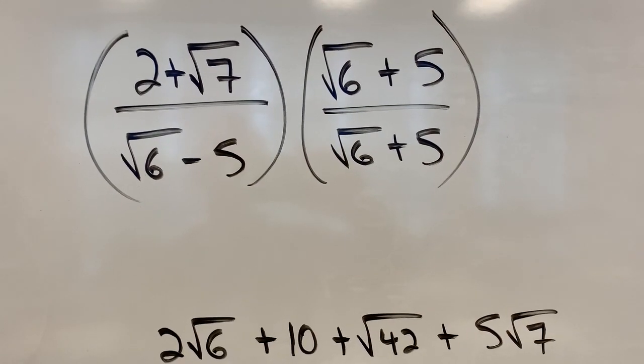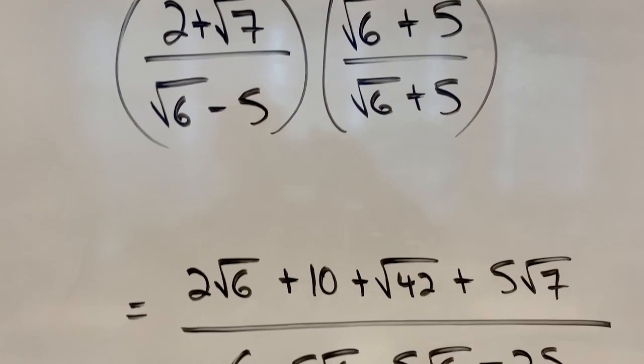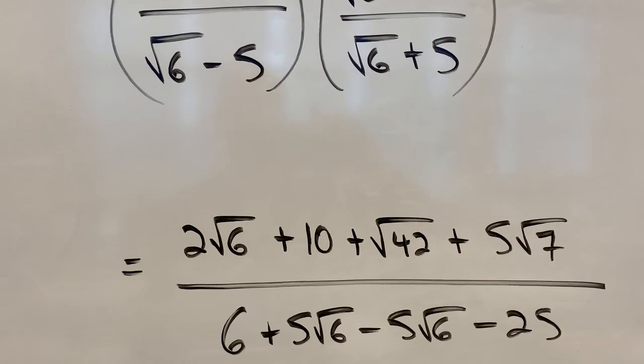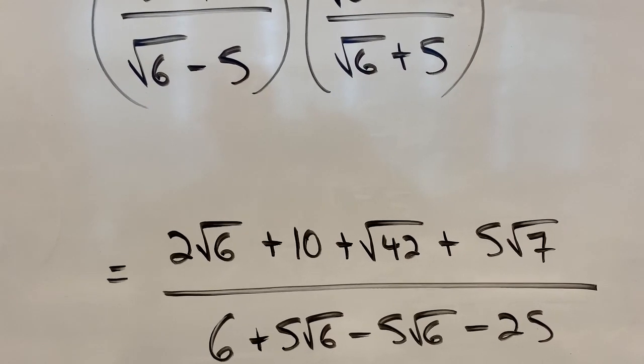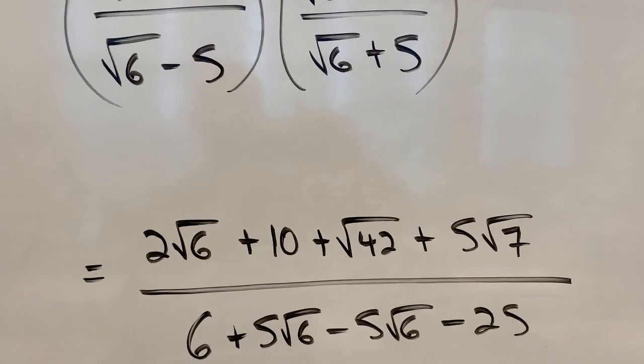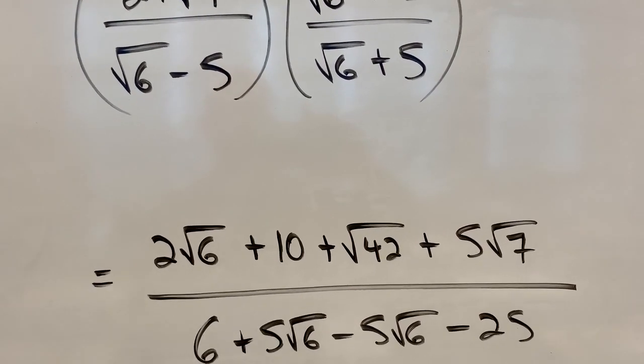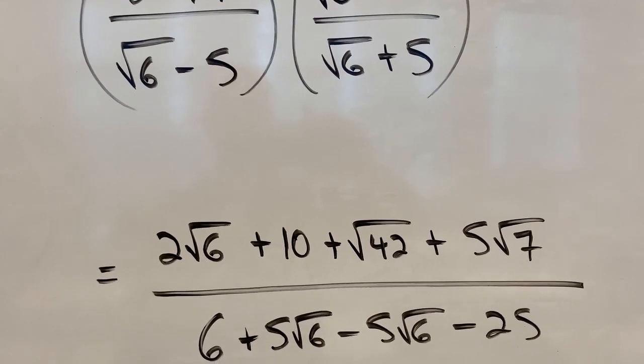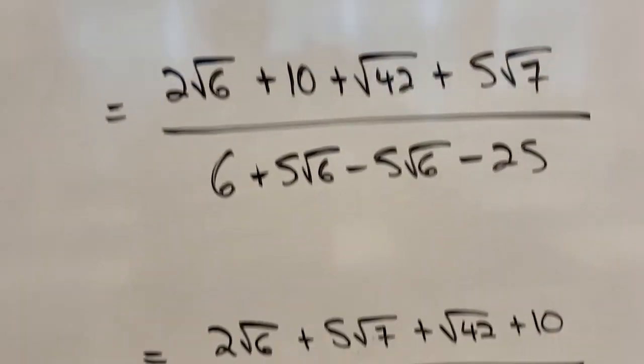But the denominator is where we'll be happy. Root 6 times root 6 is just 6. 5 times root 6, but then minus 5 times root 6 are going to cancel each other out, and then we'll have minus 25. So the bottom ends up becoming a difference of squares. It's just 6 minus 25, which is negative 19.